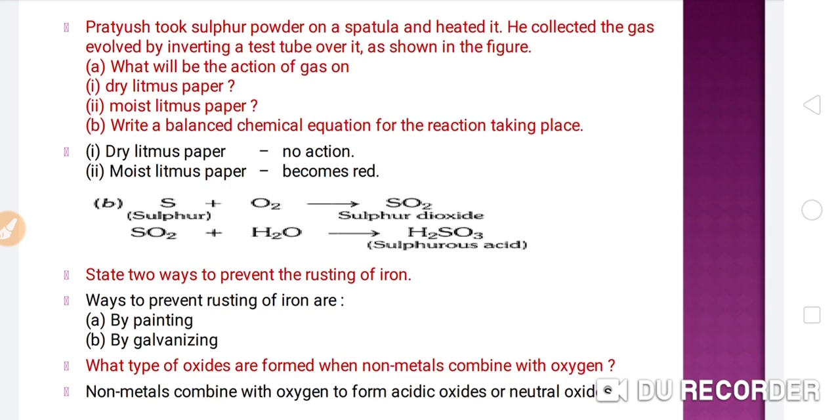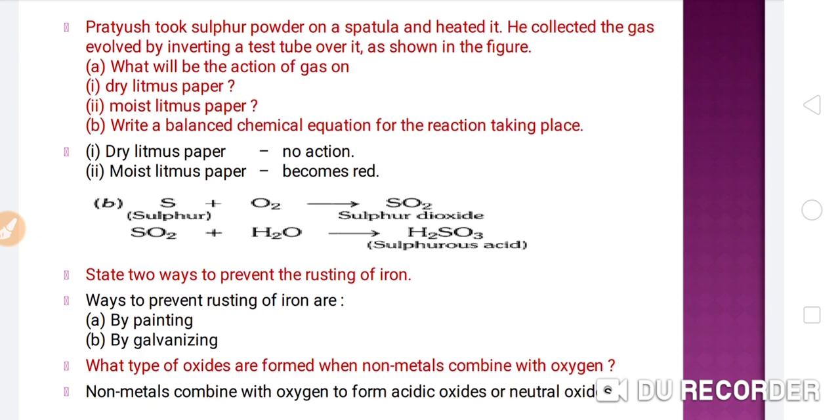Why? Because to show the basic behavior or the acidic behavior, there is a need of the aqueous medium where the ion will form and it will behave as a base or acid. Okay, and the second one, Pratyush is burning, Pratyush is heating actually, that is the sulfur.